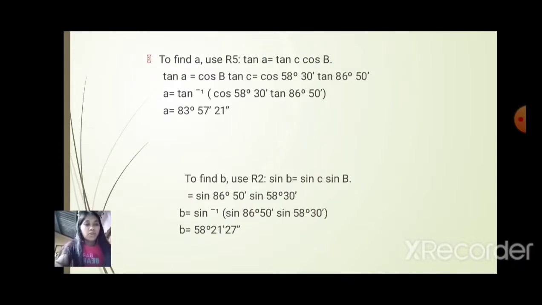Next is to find a. So we need to use R5. Tangent a is equal to tangent c times cosine B. So we have tangent a is equal to cosine B tangent c, where B is 58 degrees 30 minutes and c is 86 degrees 50 minutes. So a is equal to tangent to the power of -1 of cosine 58 degrees 30 minutes times tangent 86 degrees 50 minutes. So our a is equal to 83 degrees, 57 minutes and 21 seconds.